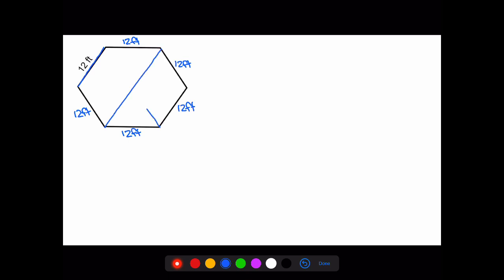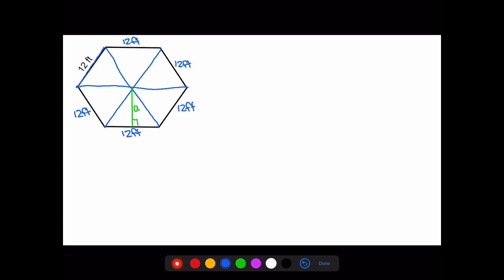Since it's even-sided, I can just go ahead and draw from one vertex to the next. And there, we have our triangles. My apothem I'll do in green. So this is my apothem.